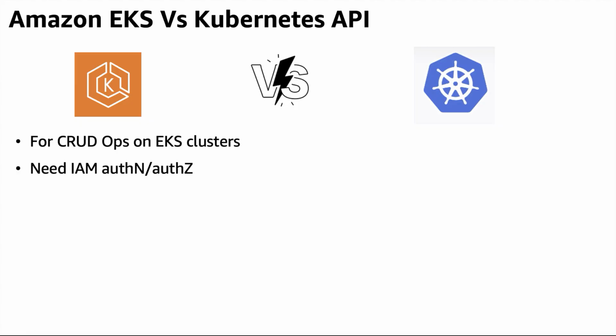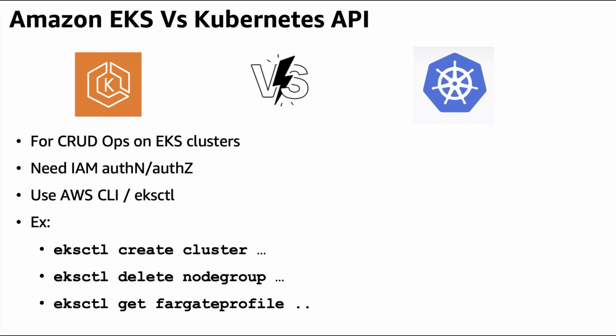You will need to authenticate and authorize with AWS Identity and Access Management Service. You can use tools like AWS Command Line Interface or EKSCTL to manage an Amazon EKS cluster. Here are some example commands.